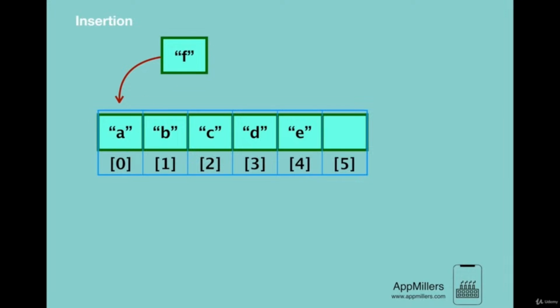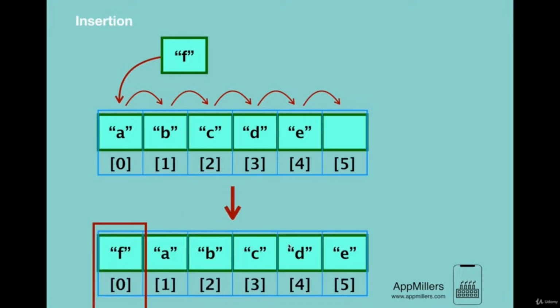To insert an element at the beginning of an array, we move all elements located to the right of the insertion site one index to the right. So in this case, A will move here, and B will move here, and C will move here, and D will move here, and E will move here, which means that the index of A will become 1, and the index of B will become 2, and so on. Then after moving all elements, we can insert this element over here, because this cell will be empty. So the insertion will be completed like this.